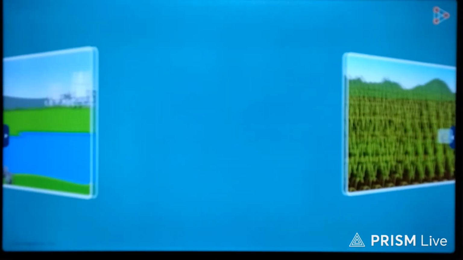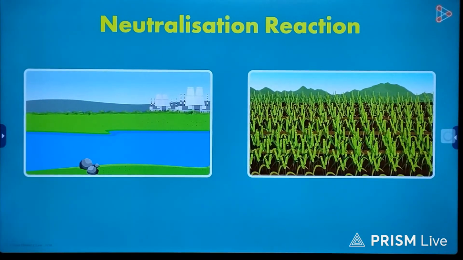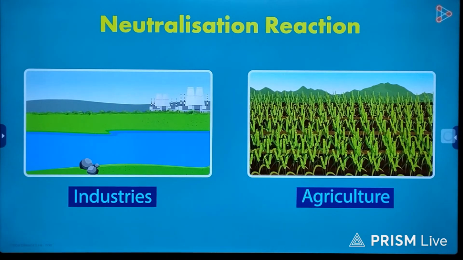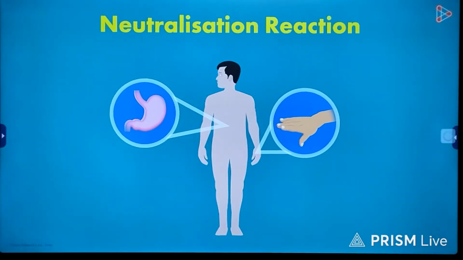In the previous video, we have seen how neutralization reactions are helpful in solving issues in industries and agriculture. But we have not yet come across neutralization reactions on or inside the human body. Do we know of any examples? I'm sure you'll be able to recall once I mention them. Let us have a look at neutralization reactions dealing with the human body.